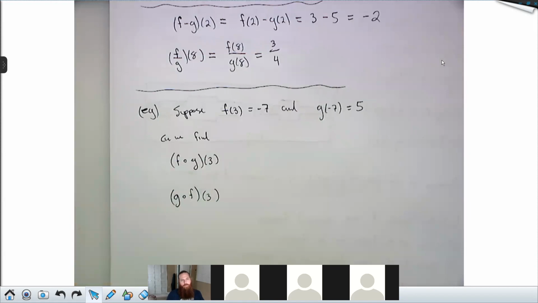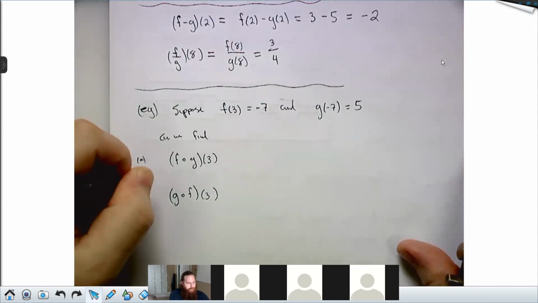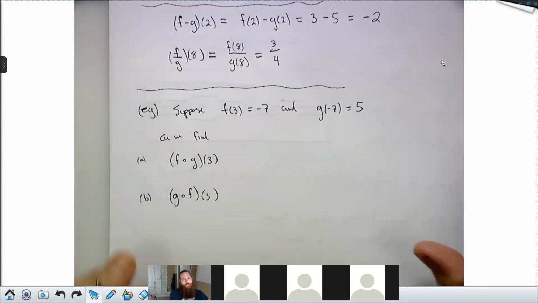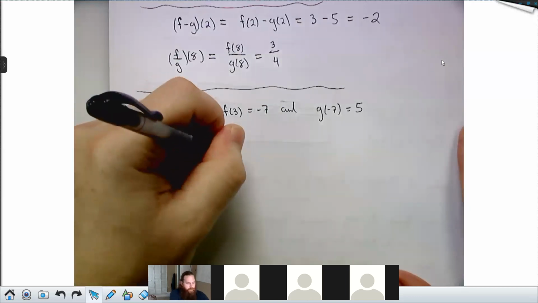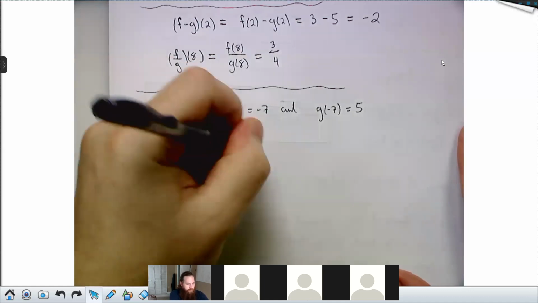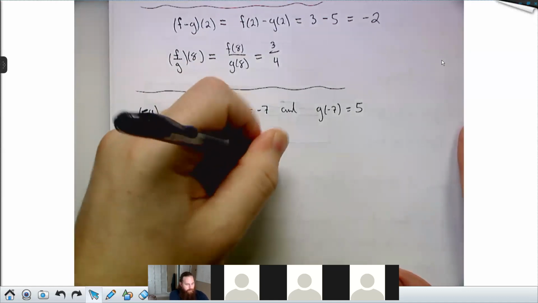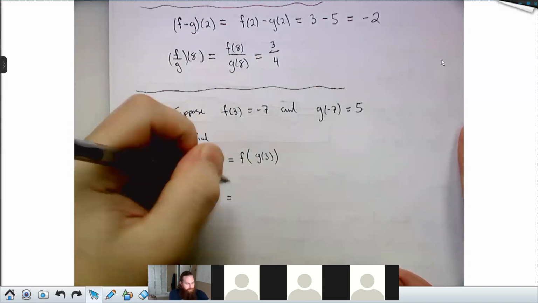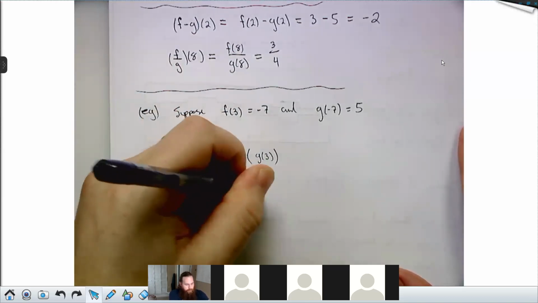So one of these I've given you enough information. The other one I have not. Between the two, let's call them A and B, which one do we have the information we need? For A, I think it may be helpful to start by writing this not in the circ notation, but in the regular function notation. So this is f of g of 3, and this is g of f of 3.